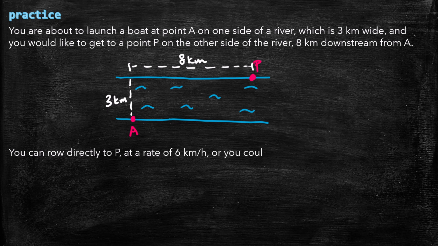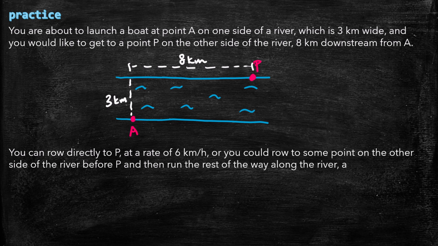So here's the scenario. You can row directly to P at a rate of 6 kilometers per hour, or you could row to some point on the other side of the river before P. So you could go to a point like here, row to that point, and then run the rest of the way along the embankment. And obviously you can row at 6 kilometers per hour. Of course, we're assuming that there's no current and that it doesn't matter what angle you row at, not very realistic. And you can run at a rate of 8 kilometers per hour.